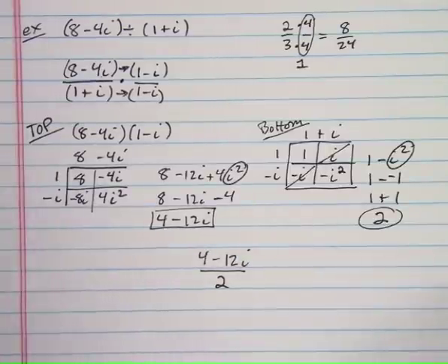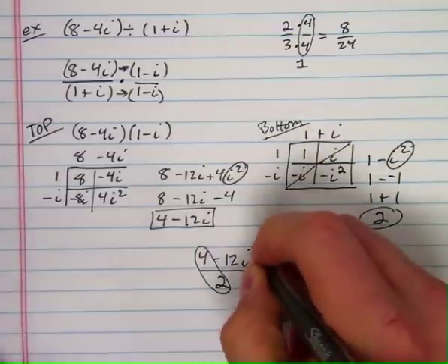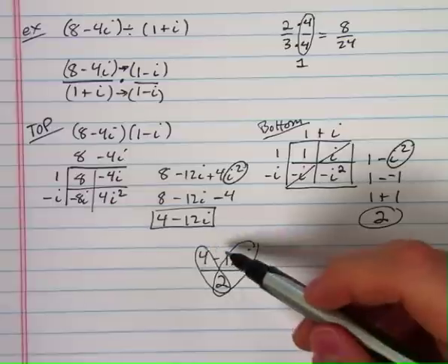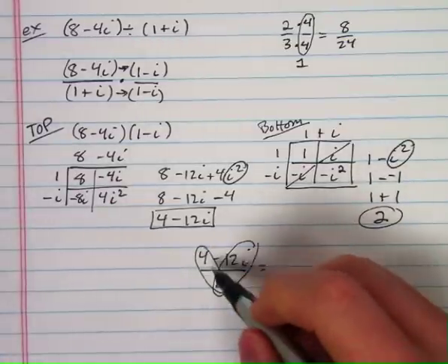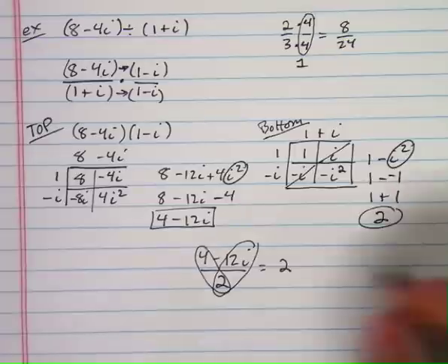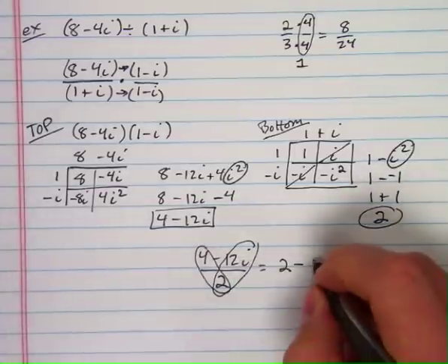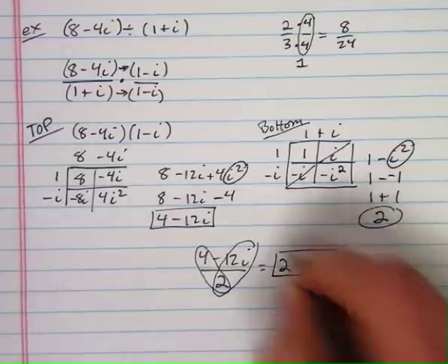Now there's one last thing we have to do. We have to divide with the butterfly if we can. I just noticed that 4 divided by 2 works out. 12 divided by 2 works out. So the left wing, 4 divided by 2 would be 2. This minus stays there. 12i divided by 2 would be 6i. That's my final answer.